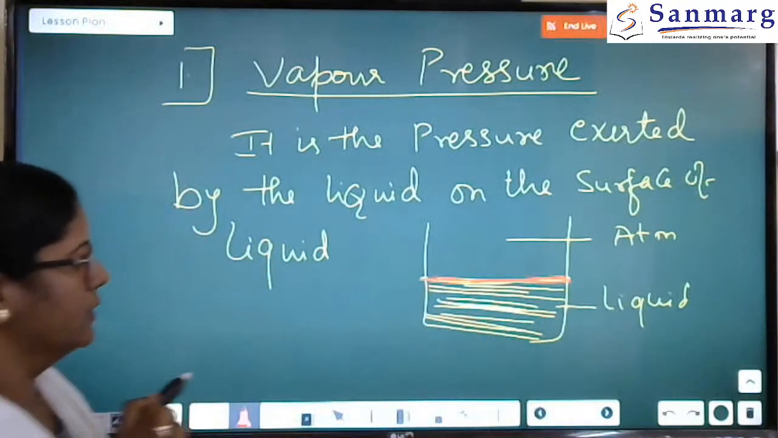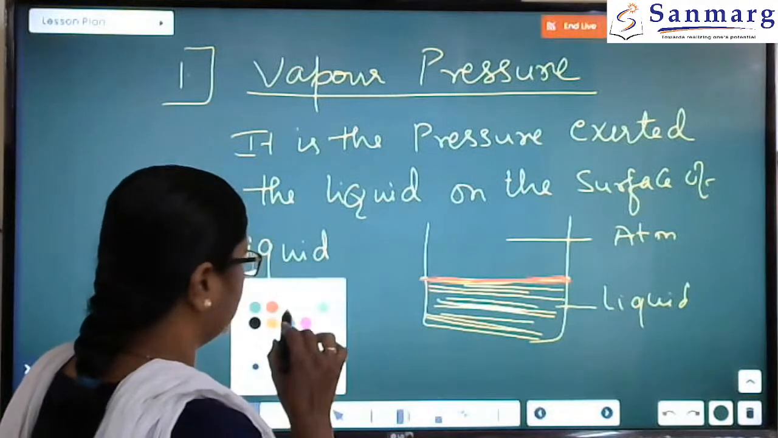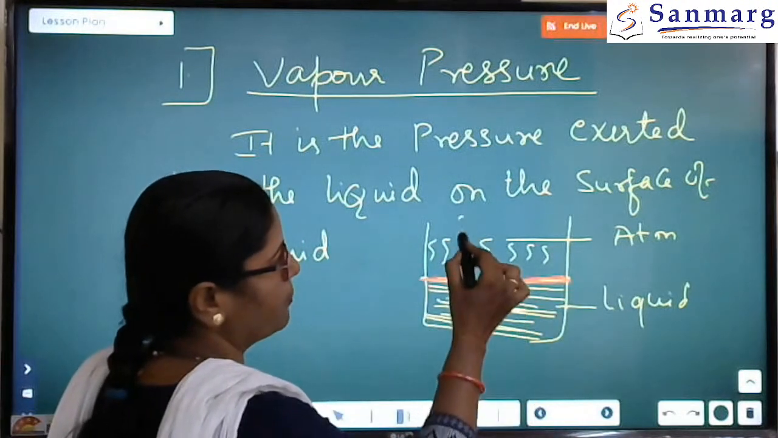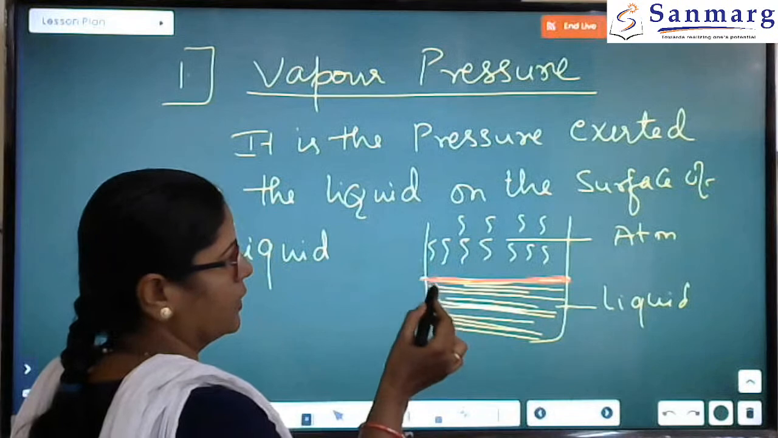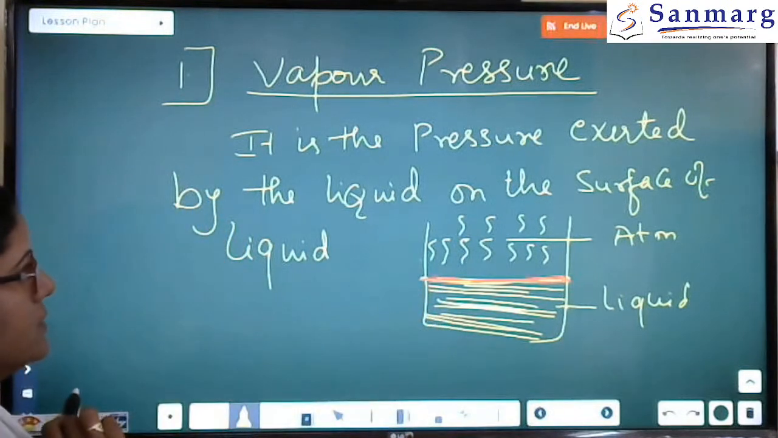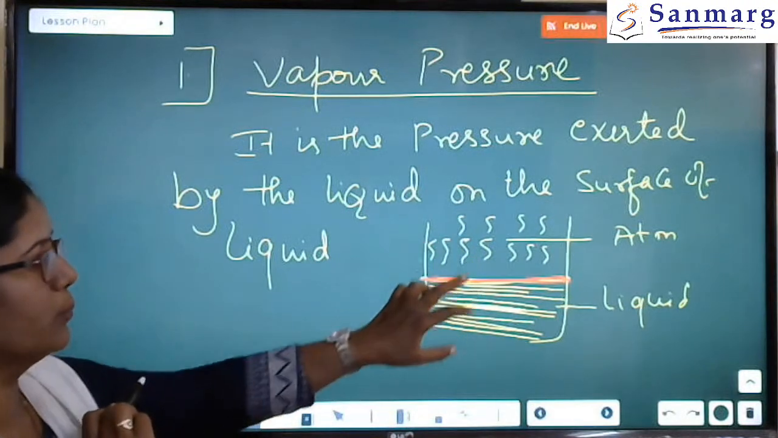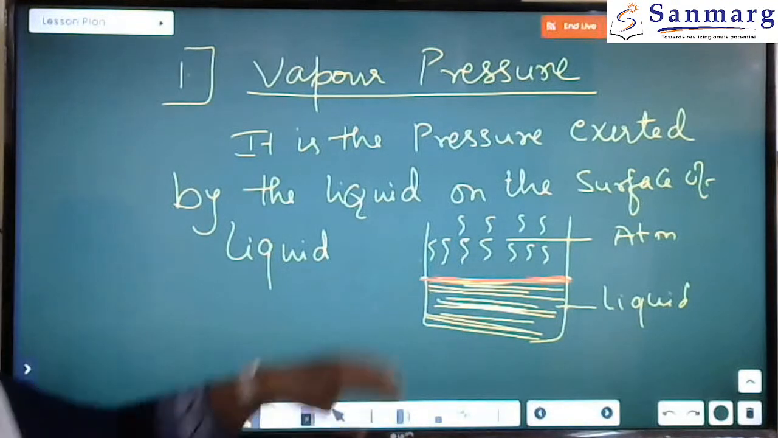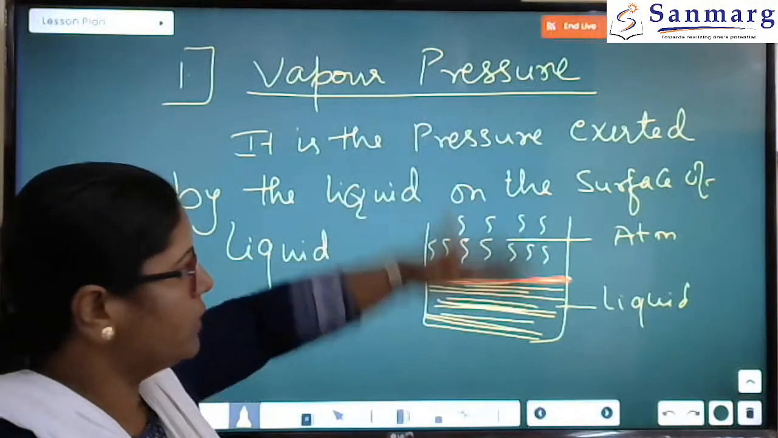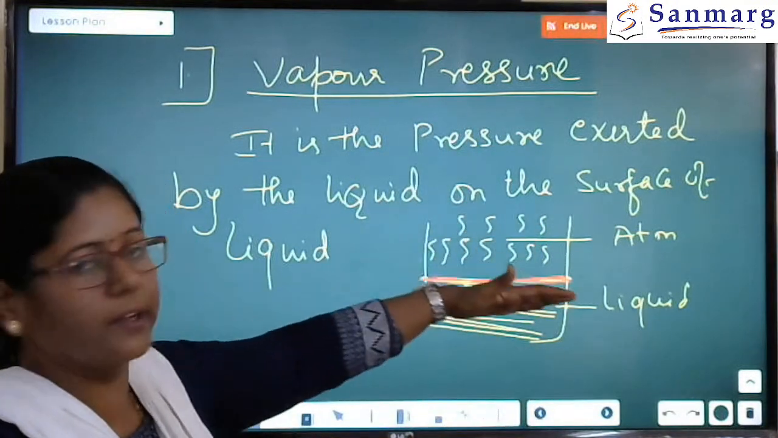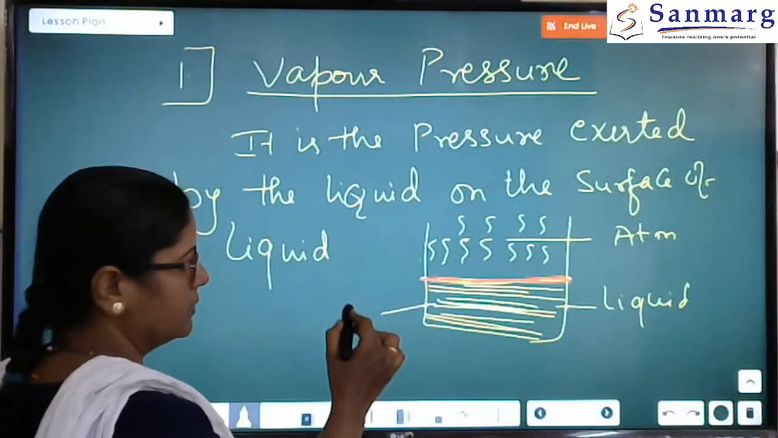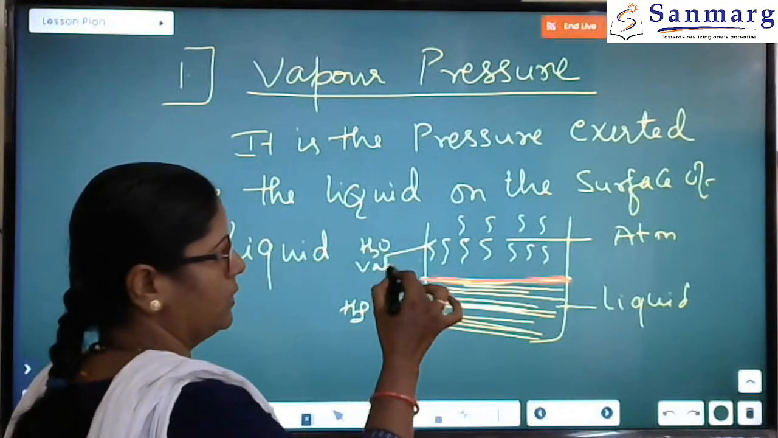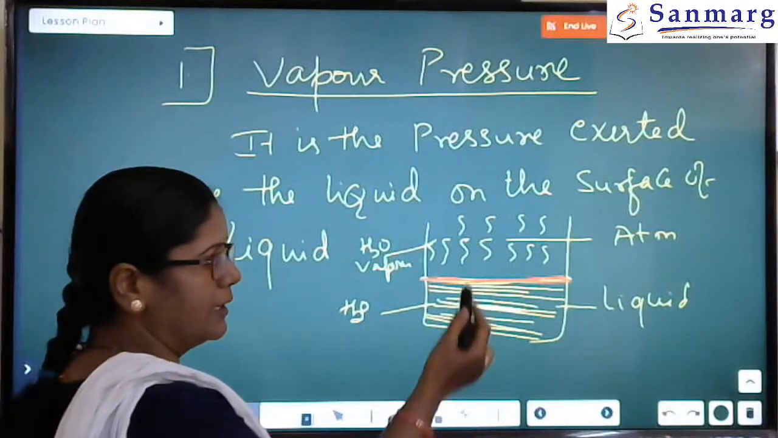So whatever water vapors you have, these vapors exert pressure. The pressure exerted by the liquid on the surface of the liquid is called vapor pressure. These vapors apply some force on the surface of the liquid. For example, let us take this is water and this is water vapor.